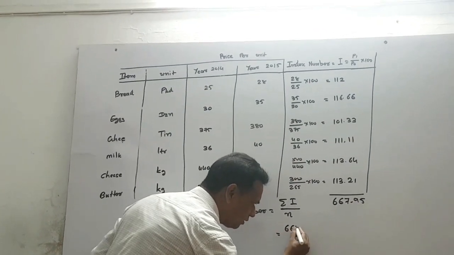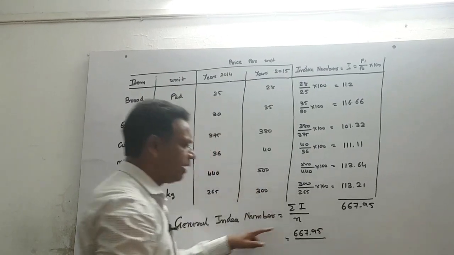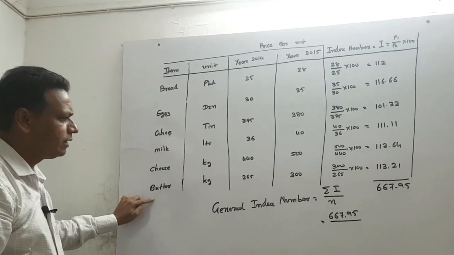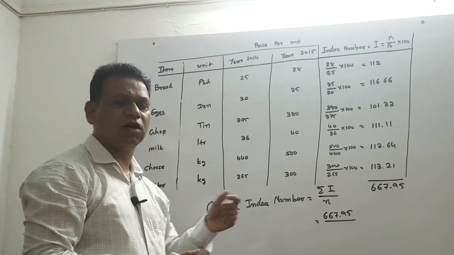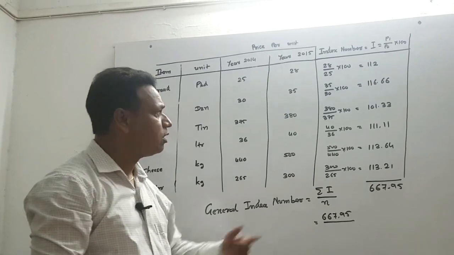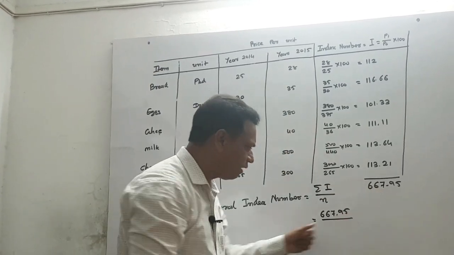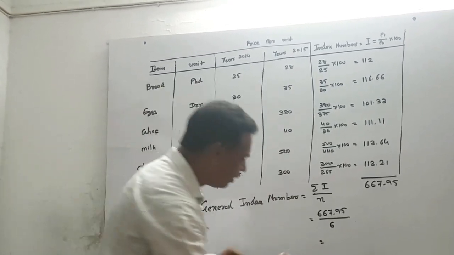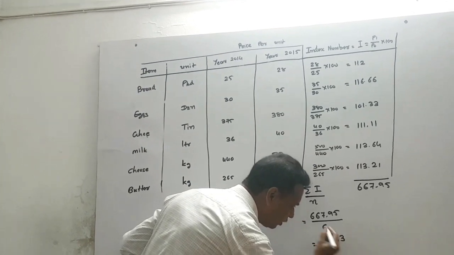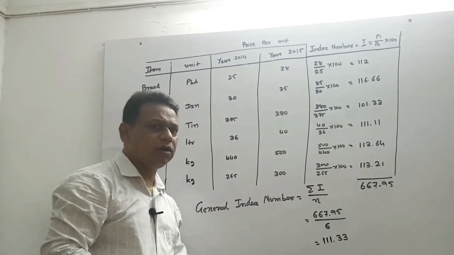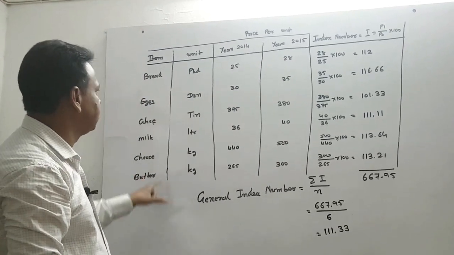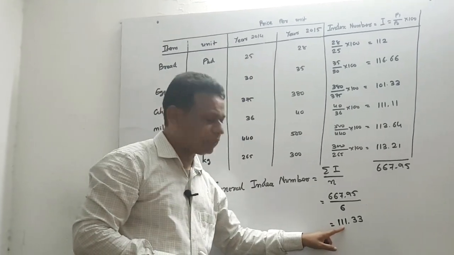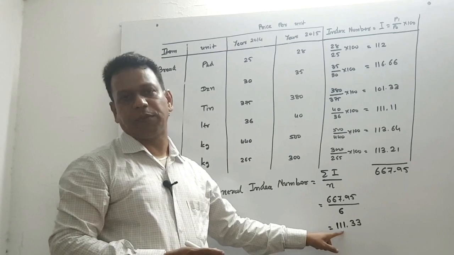So here I would like to mention 667.95 divided by N, the number of things, 1, 2, 3, 4, 5 and 6. As per the simple definition of average, it is the sum of the observations divided by the number of observations. So we have a sum, 667.95 divided by 6. So our answer becomes 111.33. It is your general index number, which considers all the things: bread, eggs, ghee, milk, cheese and butter. This indicates that there is a rise of 11.33% in price.